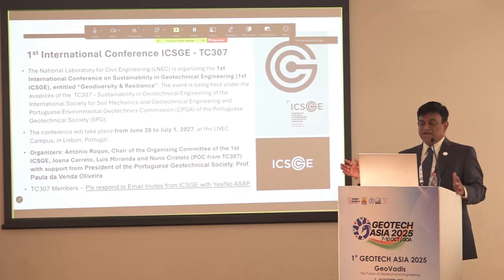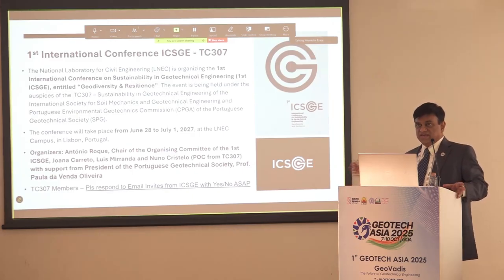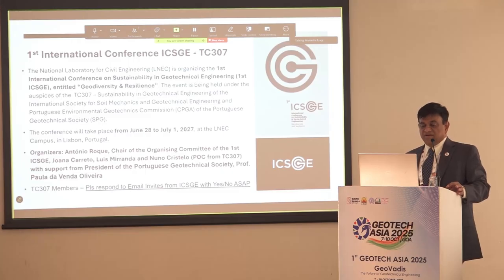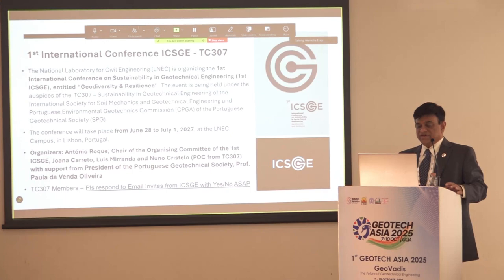The organizers are Antonio Roque and also Joanna Carrito, I met her, and Luis Miranda, and then Nuno Cristilla, I mentioned him to be the point of contact from us, so he's going to work with us. I did meet with the president of the Portuguese Geotechnical Society, Castrina, and Professor Paula Oliveira, he's here, so I did meet with him. He is very interested in helping us with this conference.